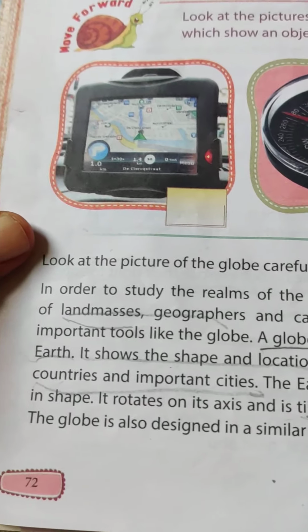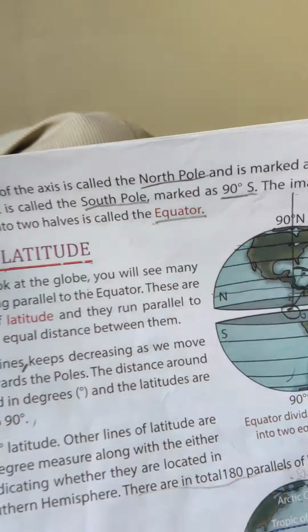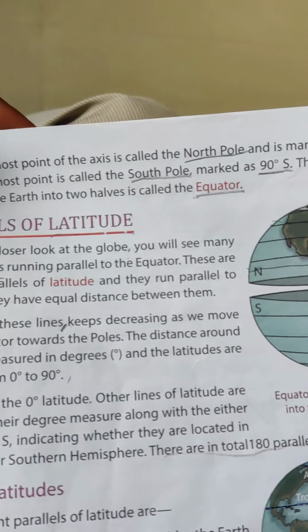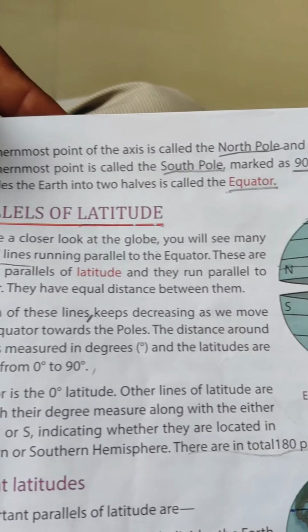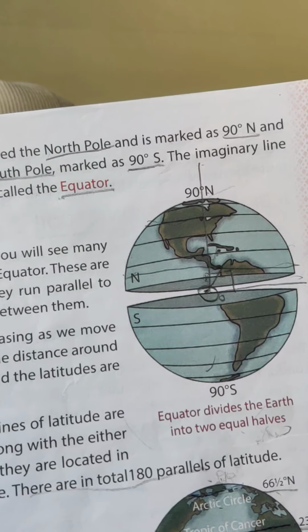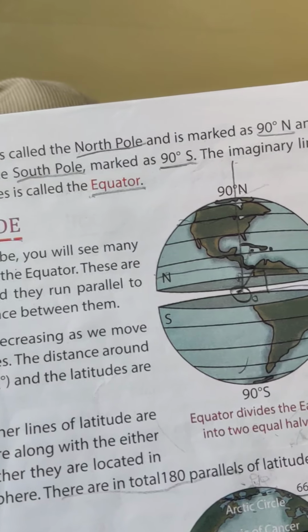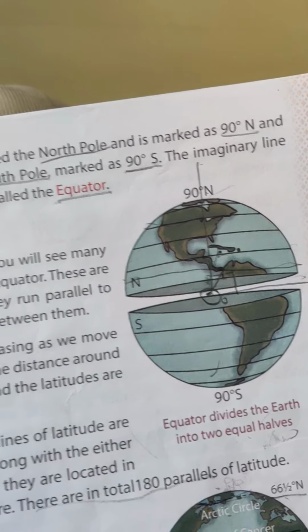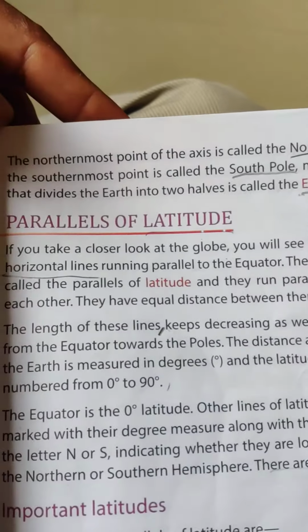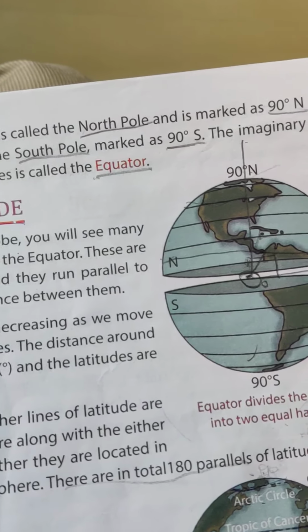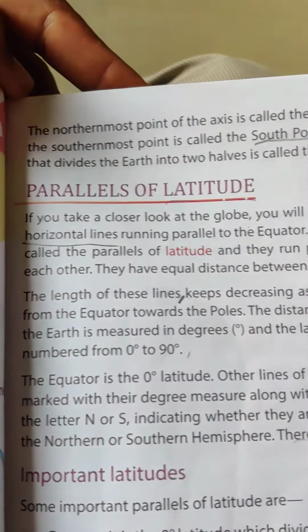23 and a half degrees tilted. Do they care really? It's okay, that is a number, but it's okay. Now go on. 90 degrees north, 90 degrees south. Suddenly there is a reason why something stops at 90 degrees. When you read, the northernmost point of the axis is called North Pole and is marked at 90 degrees north. Why? Why is that northernmost point marked as 90 degrees north? Why is the southernmost point marked as 90 degrees south? Why? The imaginary line that divides is called the equator. That is okay, that is understandable, right?